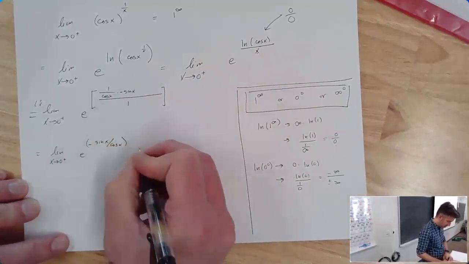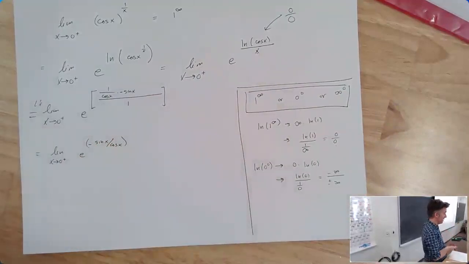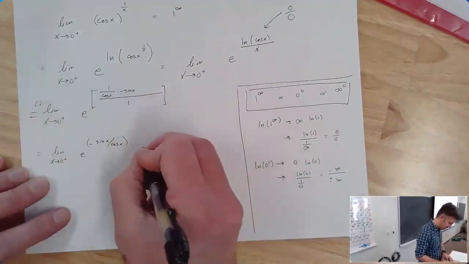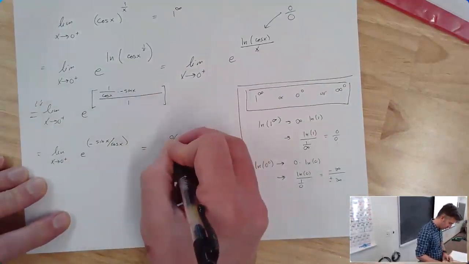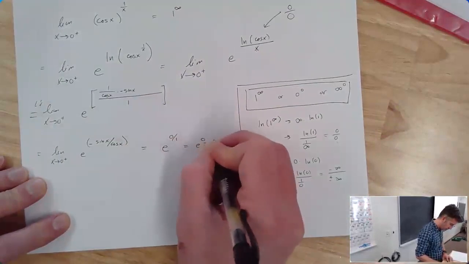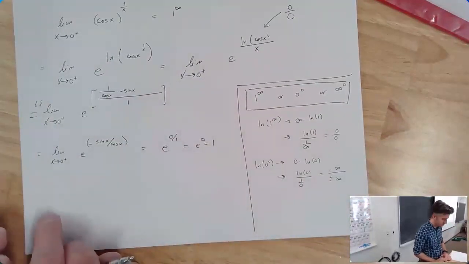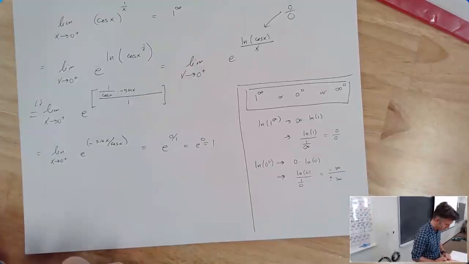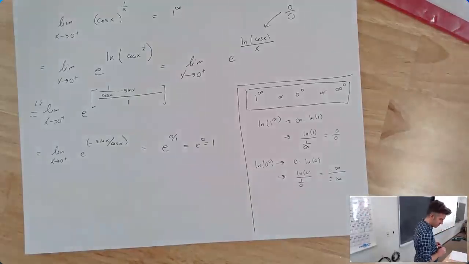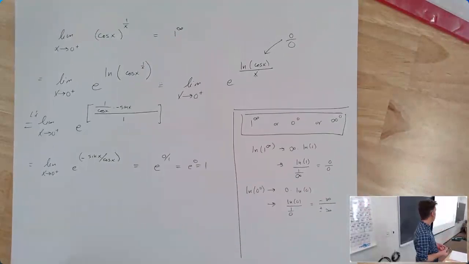And if we plug in 0, which we always should do before we do anything else to see if we need what we do next, I get e to the 0 over 1, which is just e to the 0, which is 1. Which I would say is atypical. Often for a 1 to the infinity type, you usually end up getting something larger than 1. But not always. Kind of neat.